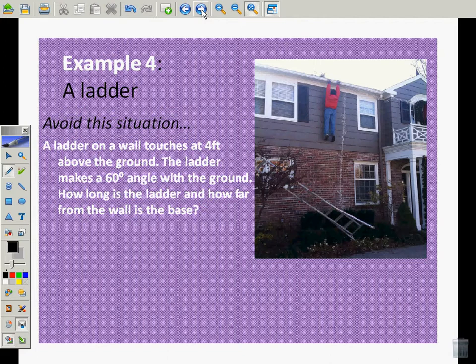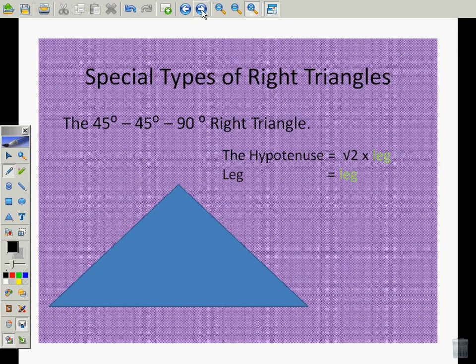Okay? The very next example is our 45, 45, 90 degree right triangle. So what we'll have in this case is we'll have our 90 degree angle up here, and we'll evenly divide the remaining 90 degrees by these 2 angles at the bottom. So we have 45, 45, 90. Well, what do we know about this? This is an isosceles triangle, and so these 2 sides are going to be exactly the same. The legs are the same length because they're opposite angles that are the same.